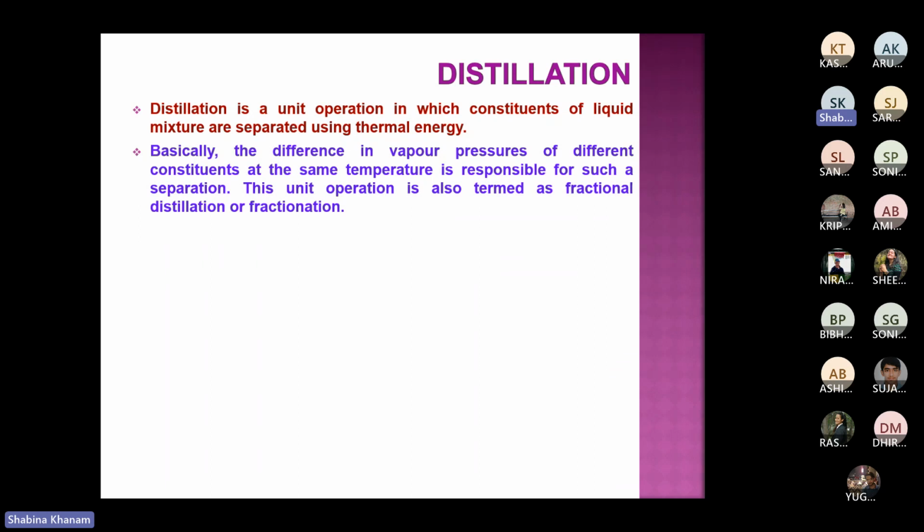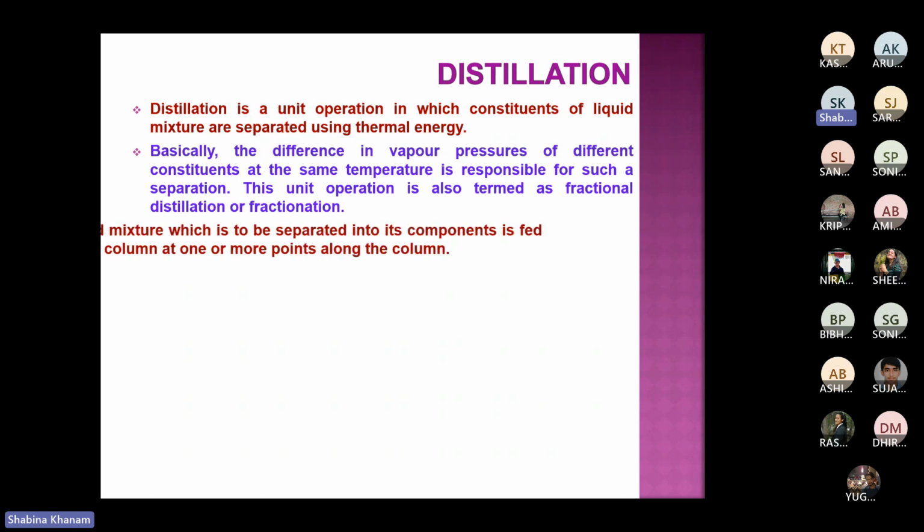Okay, so this unit operation is also termed fractional distillation or fractionation, because the complete feed is available as one component, or we can say one stream, and from that you get different components, so we call that fractionation. Okay, we fractionate the liquid stream. Liquid mixture which is to be separated into its components is fed to the column at one or more points along the column.